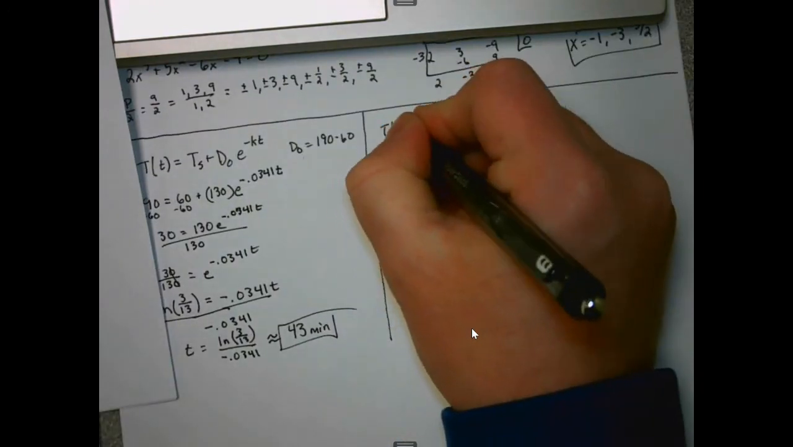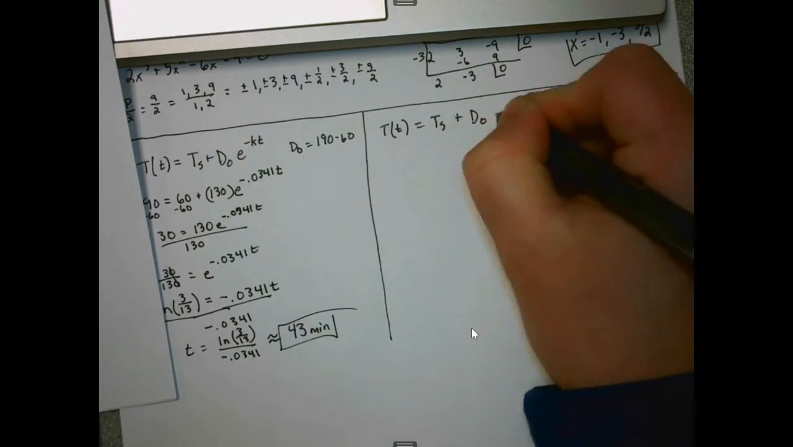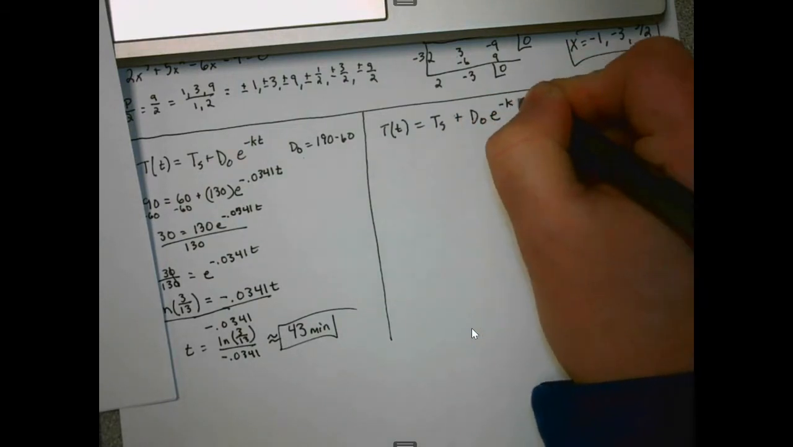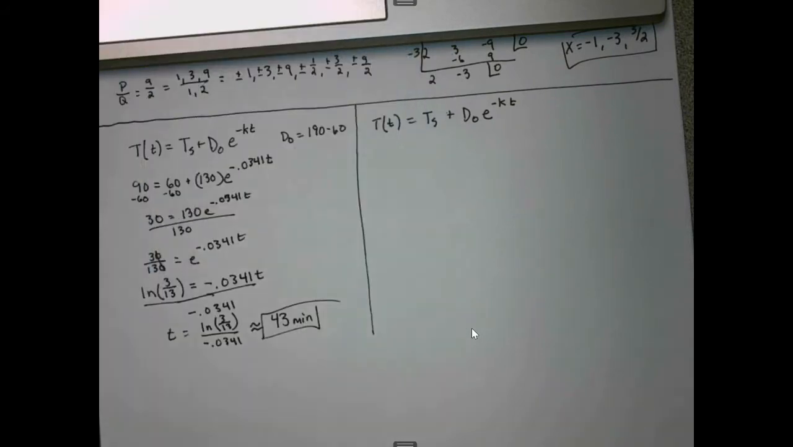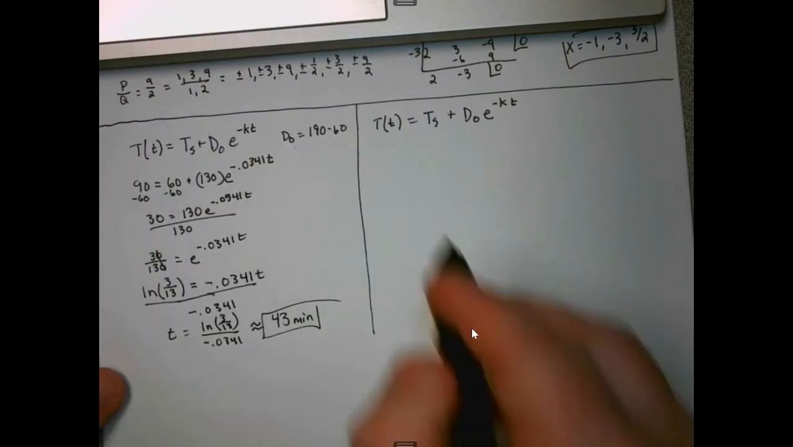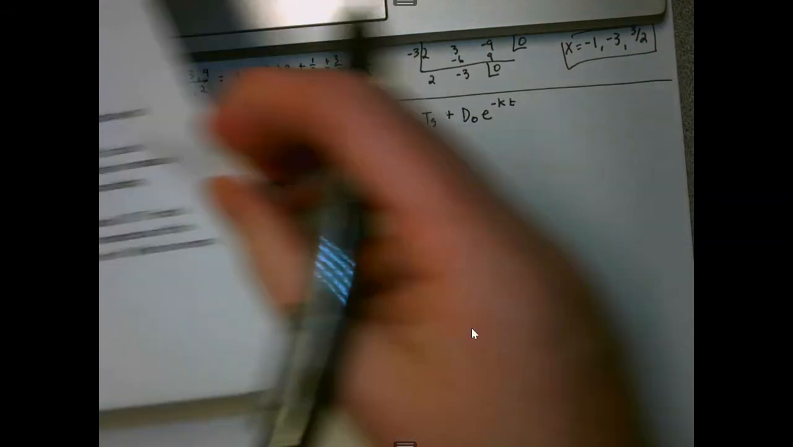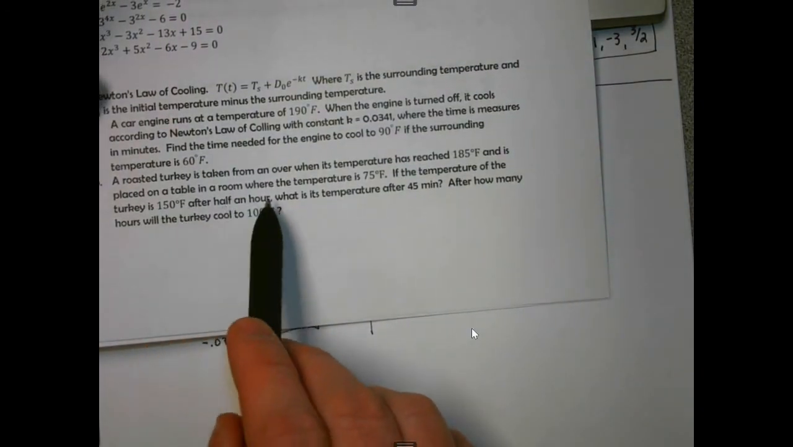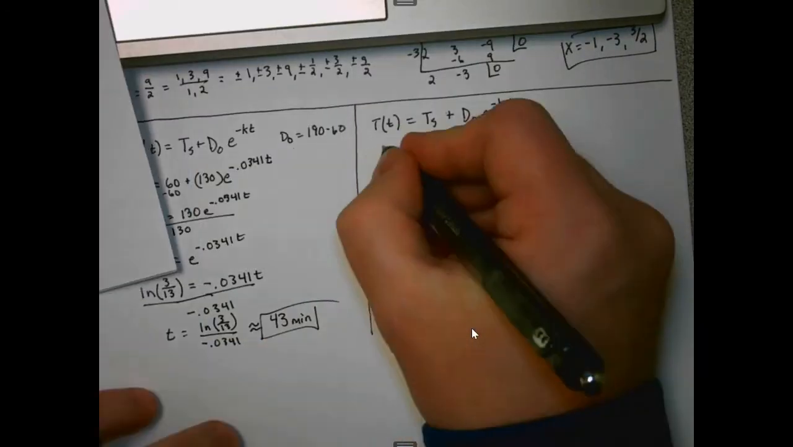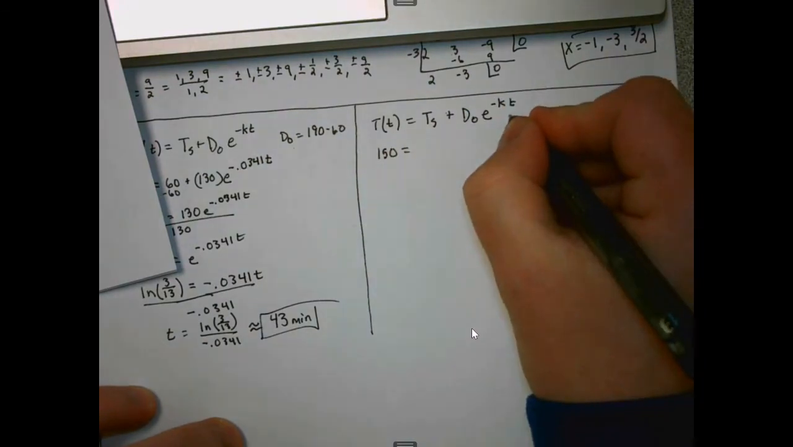So we have T of t equals T sub S plus D naught e to the minus kt. And we're going to leave t in minutes for all this. You notice that they have some hours down there, but we're going to make sure everything is in minutes. Okay, so the temperature after time t. Well, it says if the turkey is 150 degrees after half an hour. Okay, so we're going to say this was 150, and t would be 30 minutes.